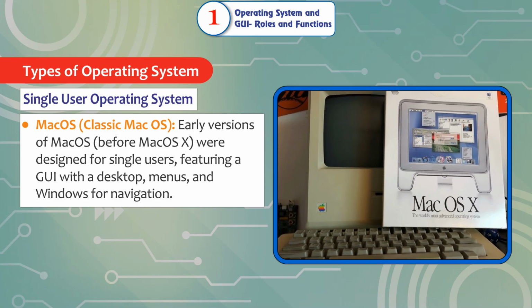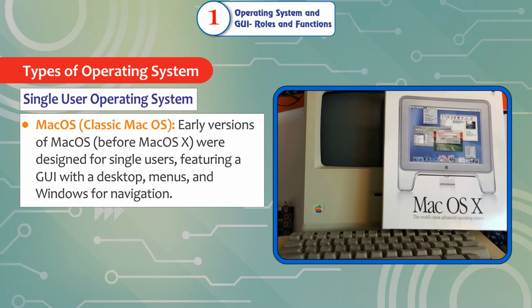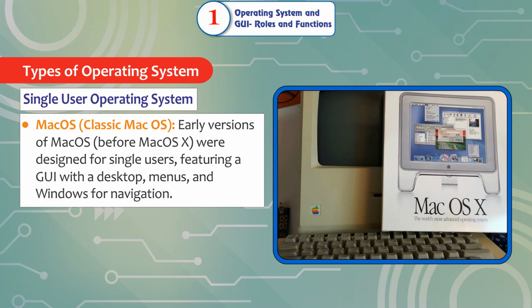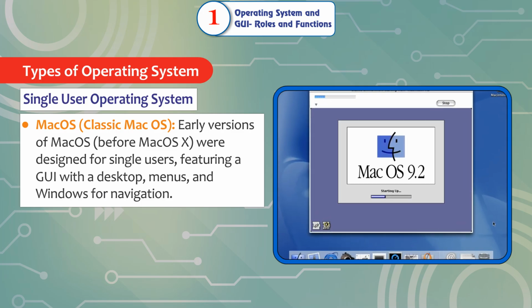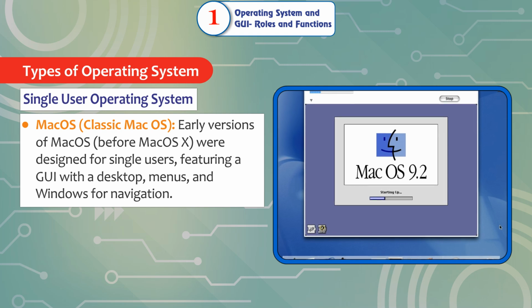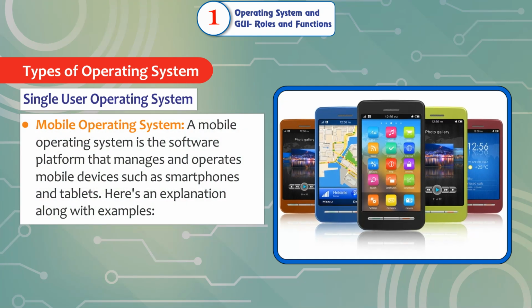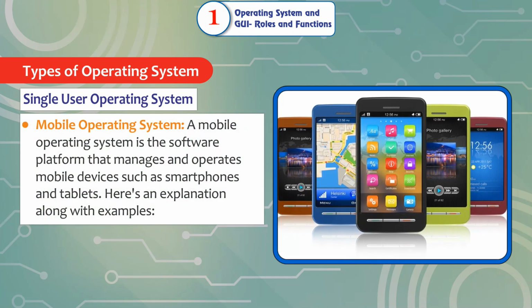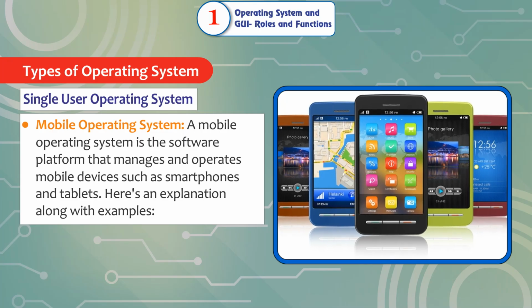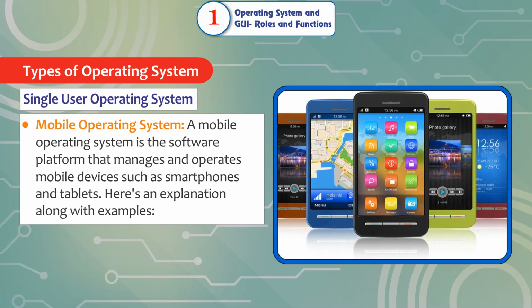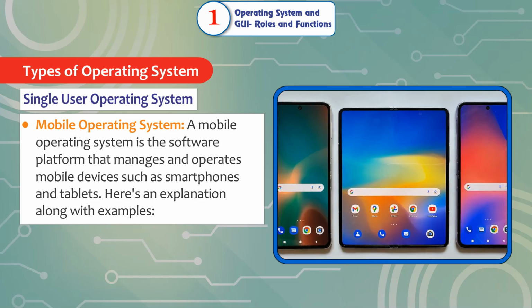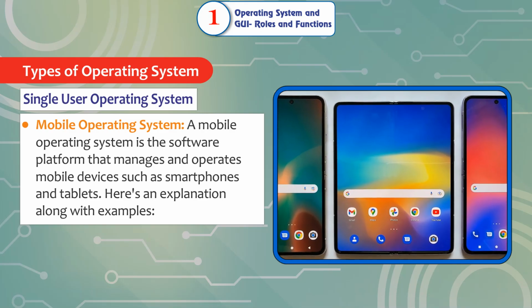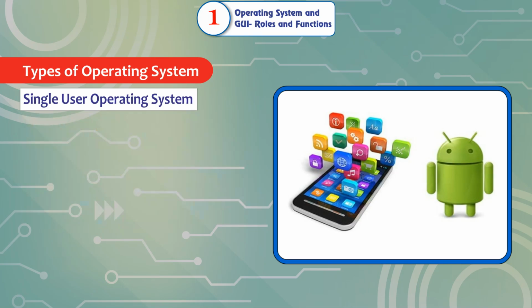macOS, classic macOS. Early versions of macOS, before macOS X, were designed for single users featuring a GUI with a desktop, menus and windows for navigation. Mobile operating system. A mobile operating system is the software platform that manages and operates mobile devices such as smartphones and tablets. Here's an explanation along with examples.